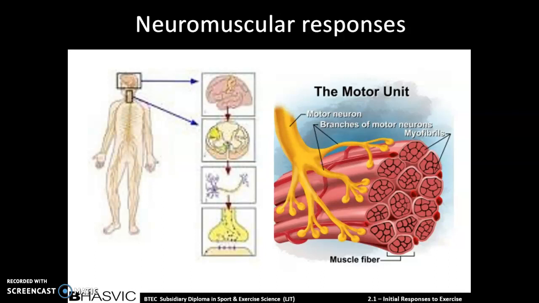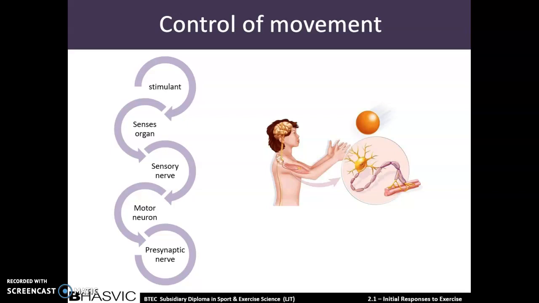Next is the neuromuscular responses, how they control movement. A stimulant, for example, "go", is given to the sensory organs. These sensory organs sense something, which is then sent to the sensory nerve, then to a motor neuron, where the brain makes a decision in the presynaptic nerve.